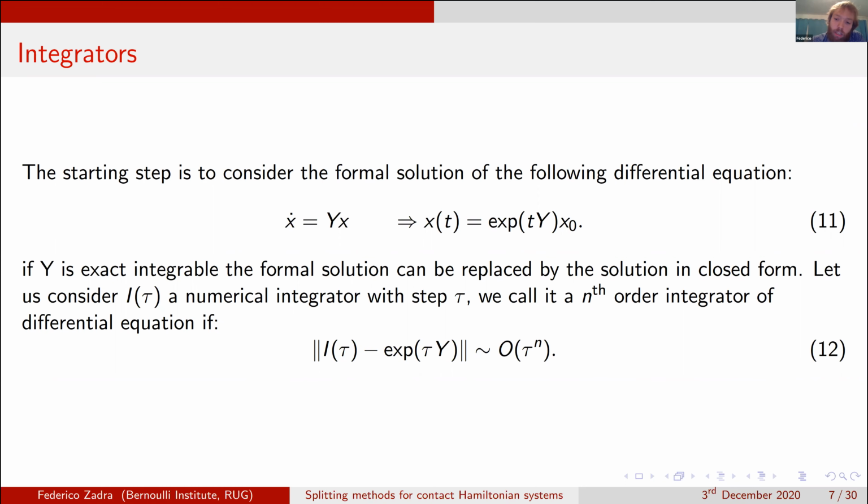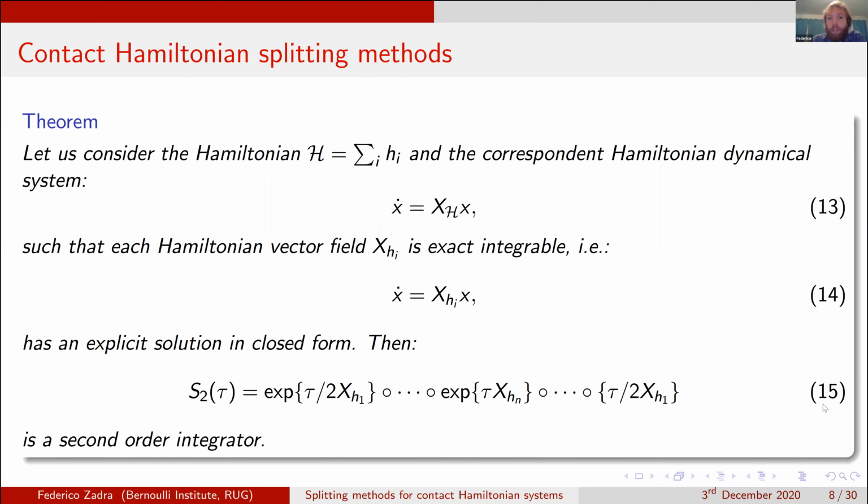How can we define the contact Hamiltonian splitting methods? We have to consider a Hamiltonian dynamical system that arises from a Hamiltonian function. We want this Hamiltonian function to be expressed as a sum of different terms, in this case called small h_i. And in particular, we want each of the Hamiltonian vector fields of these parts to be exactly integrable. So we can find for this differential equation in 14 the exact solution.